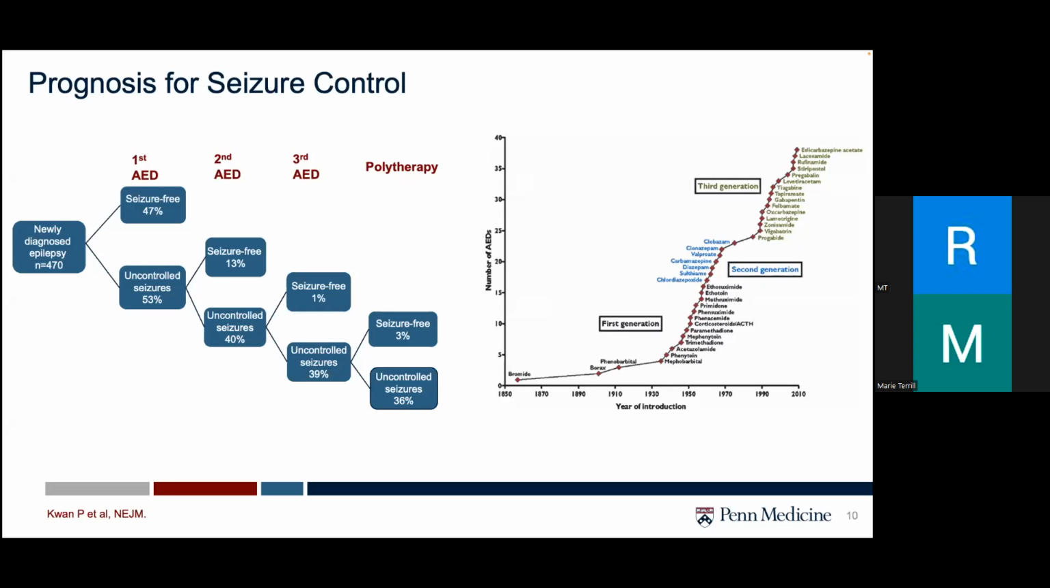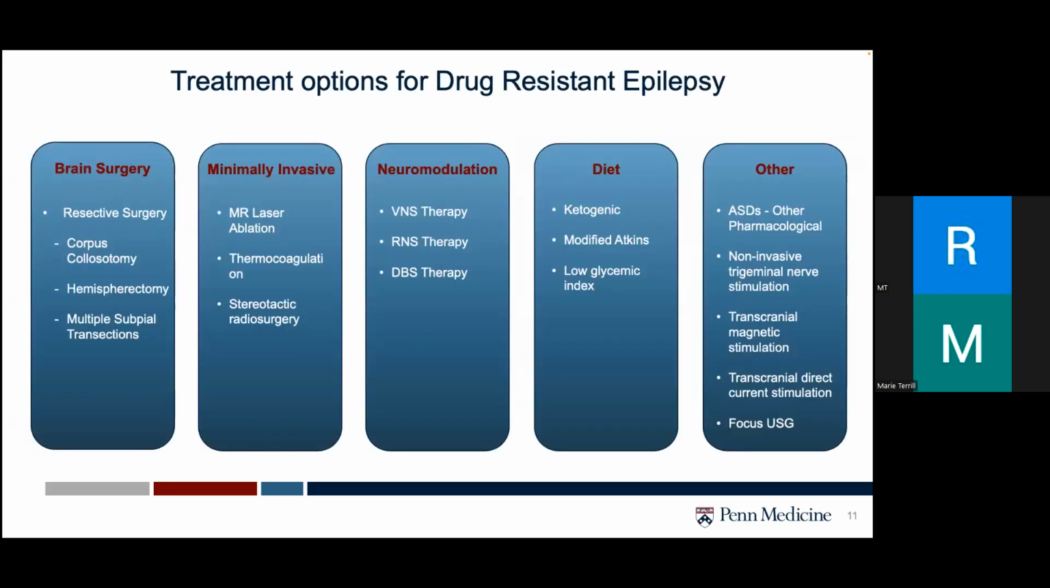patients. Now, for individuals with drug-resistant epilepsy, there are other non-medical options. They encompass a range of approaches. They include brain surgery, minimally invasive techniques, neuromodulation, dietary approaches, and certain other options that are also being studied, including transcranial magnetic stimulation or direct stimulation. For the purpose of this talk, we're going to stick primarily with laser interstitial thermal therapies, radiofrequency ablation, and ultrasound, and neuromodulation predominantly.